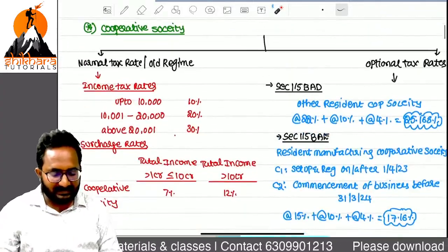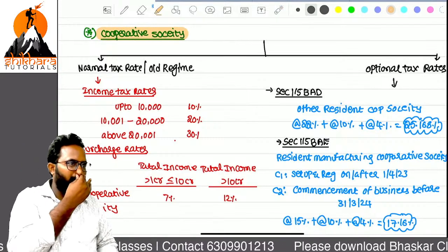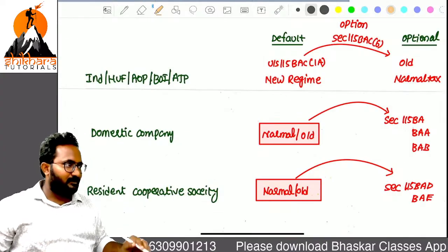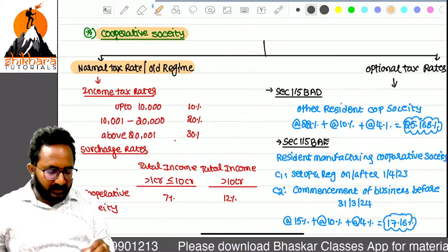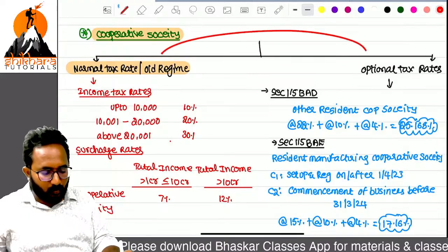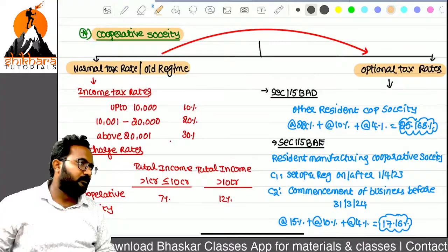Now we can discuss the last one, cooperative society. Here, for cooperative society also, we have two regimes. One is the normal or old regime, which is the default one. If you want to shift from the normal or old to the optional, yes, you can. Clear?